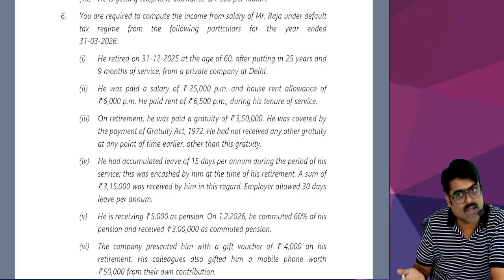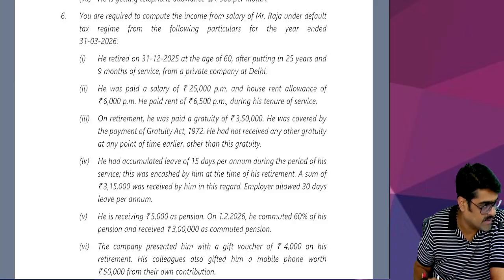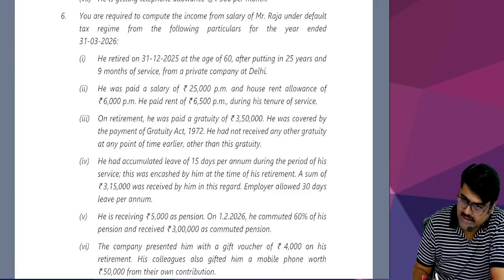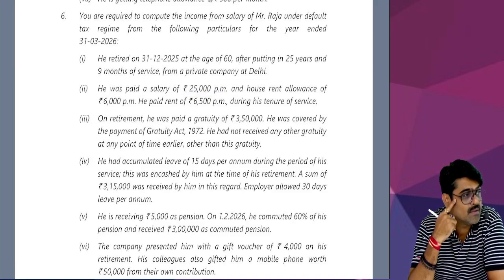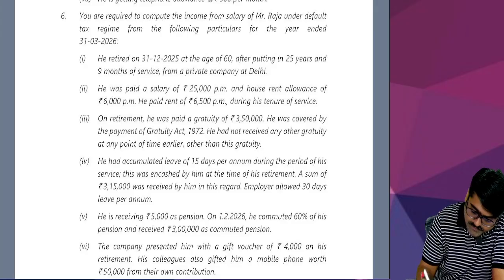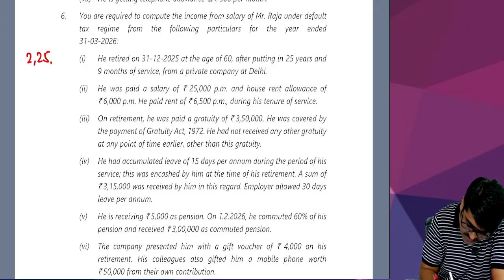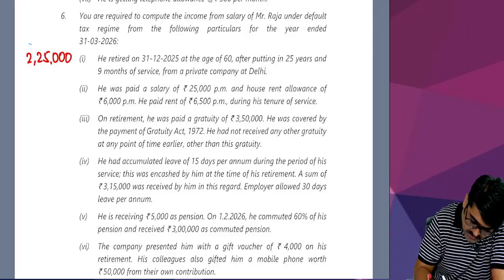So on retirement he will get retirement benefits, but before retirement how much salary he was getting? 25,000. So can I say basic salary 25,000 into 12, no? Or 9? April to December. So how much is the basic salary? Come on, tell me. So 2,25,000 basic salary will be taxable? Yes or no?